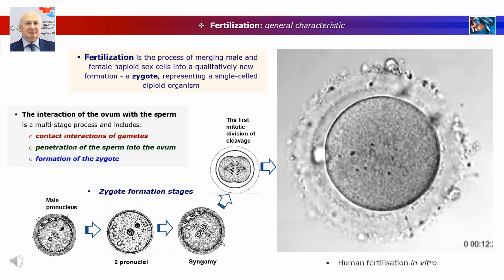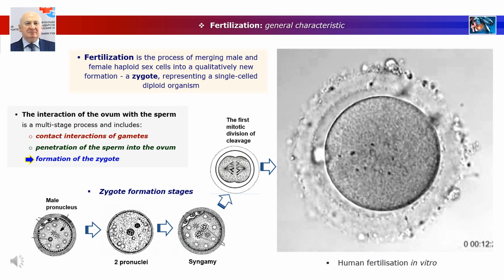Fertilization is the process of merging male and female haploid sex cells into a qualitatively new formation, a zygote, representing a single-cell diploid organism. Fertilization is at the core of sexual reproduction and ensures the transmission of hereditary traits from parents to offspring. The interaction of the ovum with the sperm is a multi-stage process and includes contact interactions of gametes, penetration of the sperm into the ovum, and the formation of the zygote.